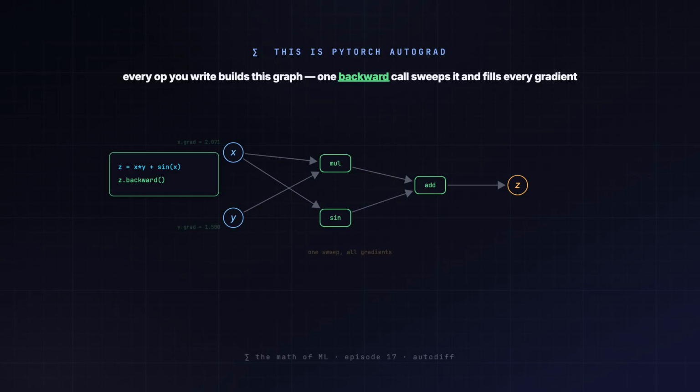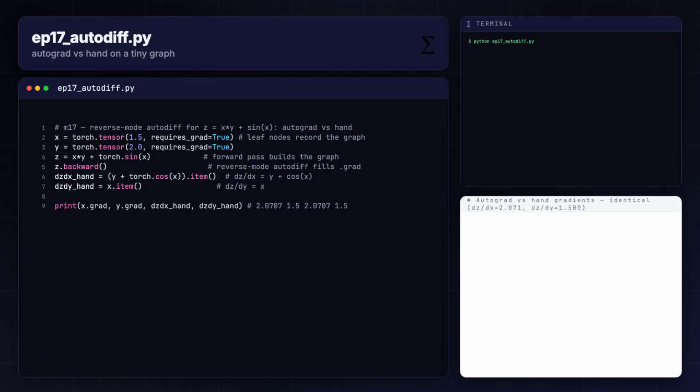Reverse mode gets all parameter gradients in one pass, which is why it beats forward mode when parameters vastly outnumber outputs. Here's the whole thing in one file. We build a tiny graph for z equals x squared times y plus sin x, do it once with PyTorch autograd and once by hand, and confirm they agree.